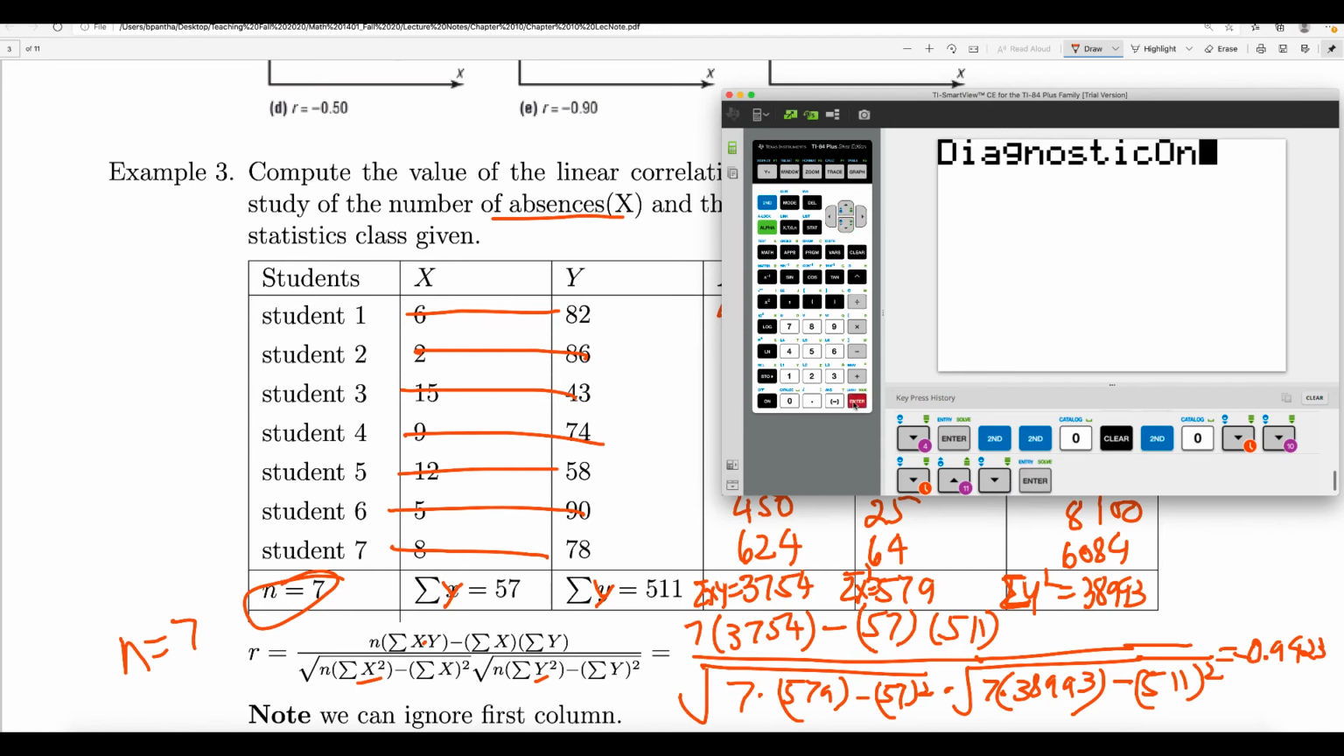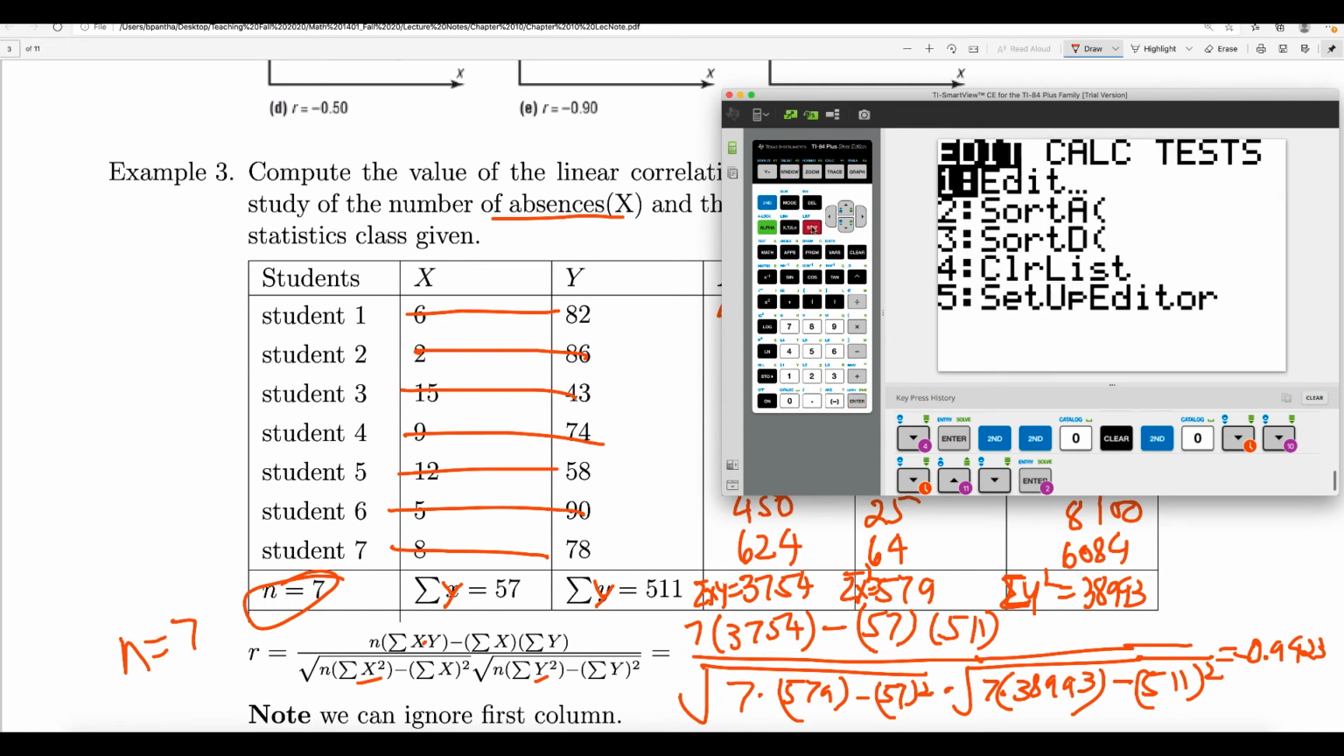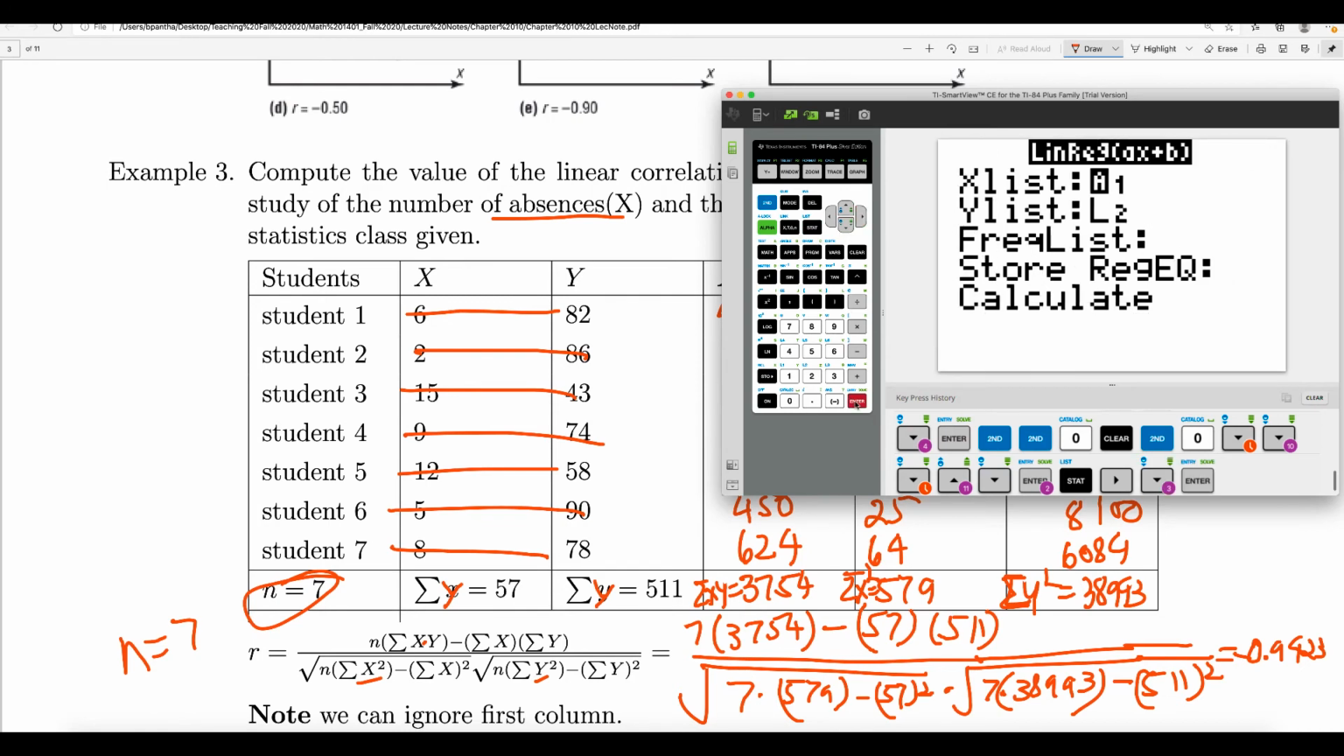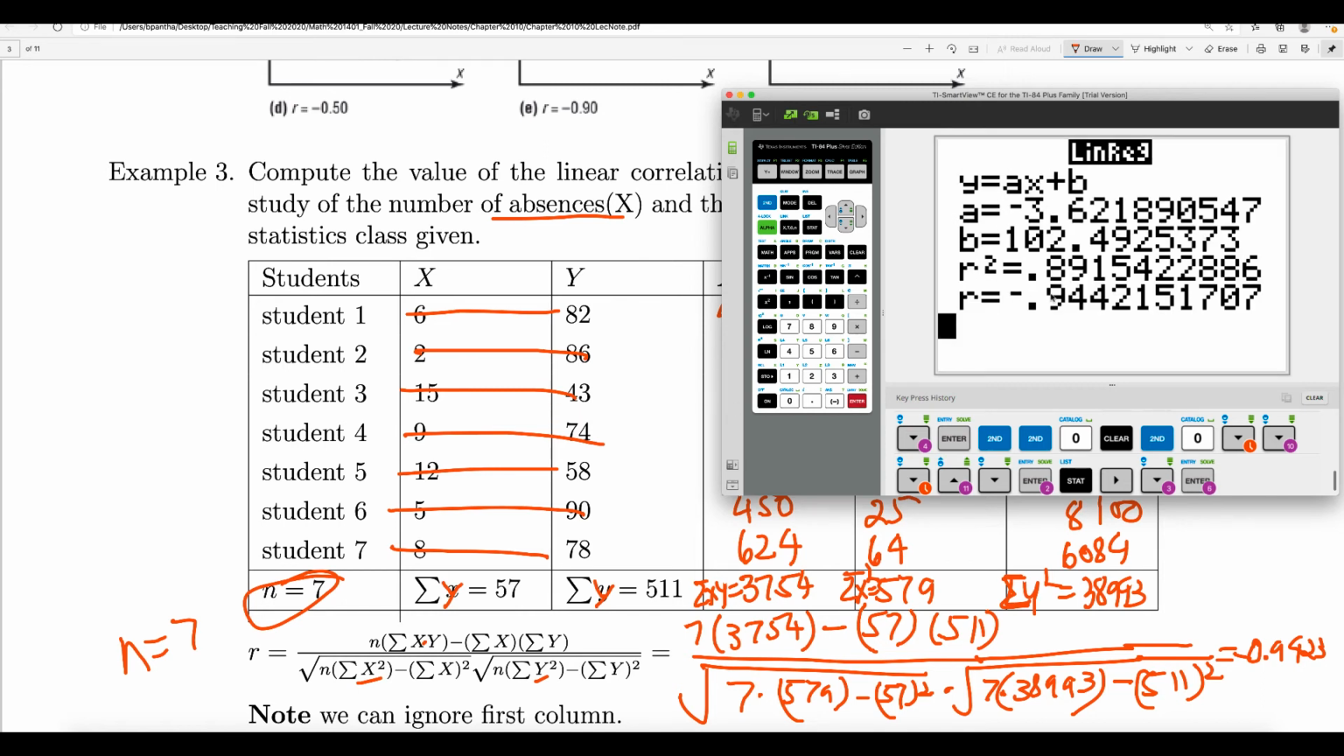Okay, and hit enter again. So diagnostic on is done. So it will show you the r value, the correlation coefficient value. Now do the same thing, second, and then go to calc, and then go to the number 4, okay, number 4, and then just hit enter, keep pressing enter. If you do that, you will get the value is negative 0.9442.